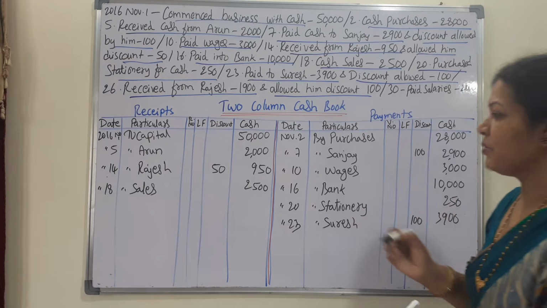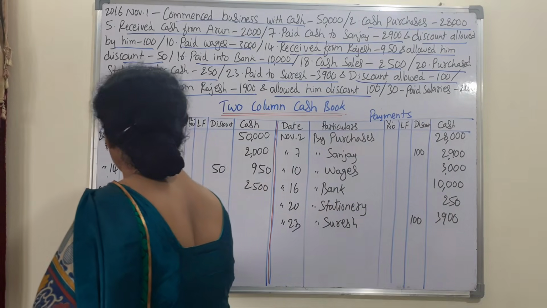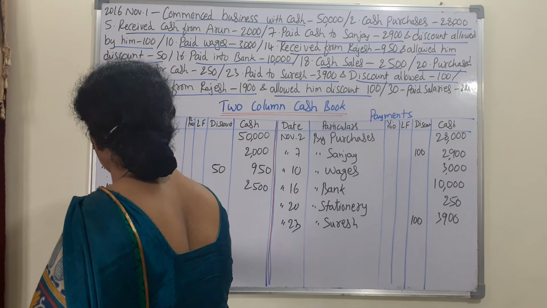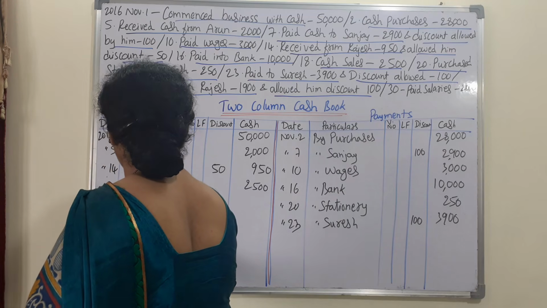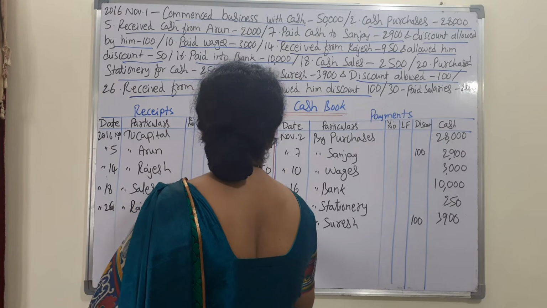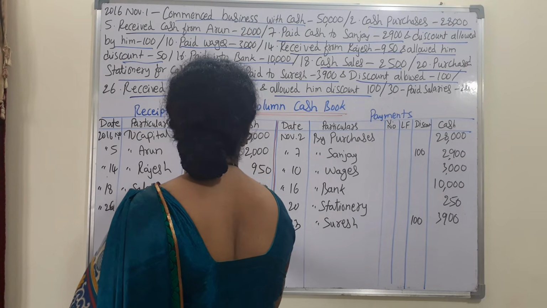That's all. So 26th, received from Rajesh. So we will write, 26th, to Rajesh, 1900 received. Allowed him a discount of 100 rupees.